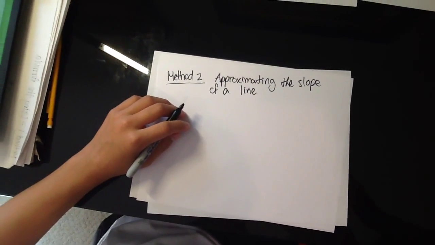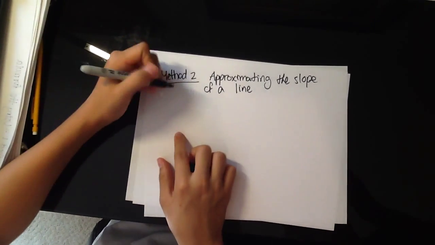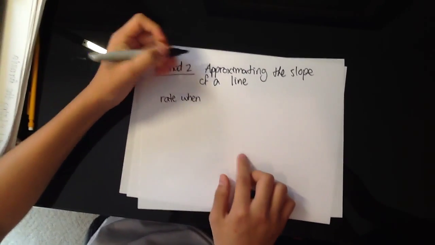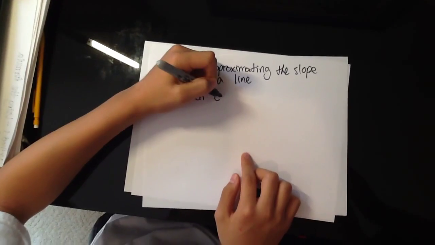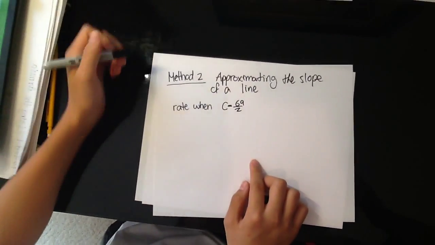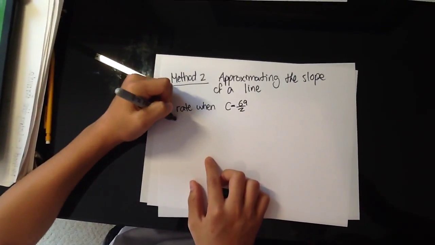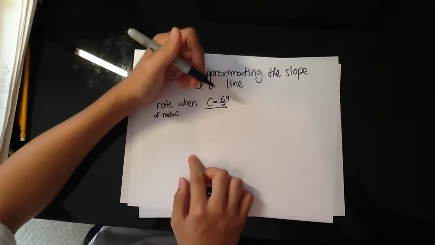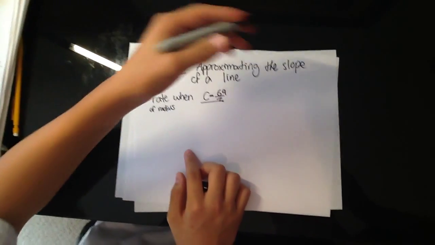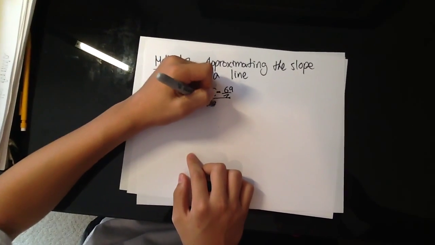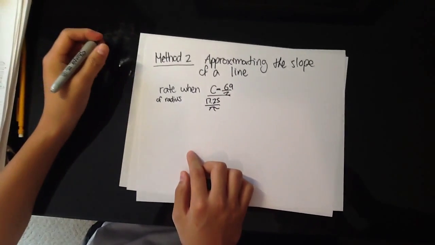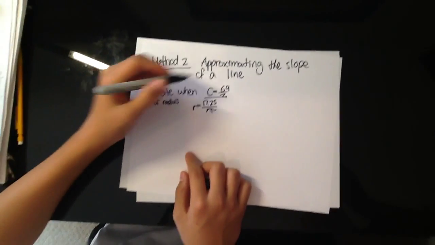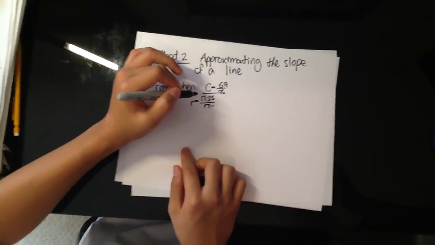Alright, so we know that we're trying to find the rate when the circumference equals 69 over 2. But we're trying to find the rate of the radius, so the circumference really has no use to us. So we're going to convert that to the radius, which we already did in the previous method, giving us 17.25 over pi as the radius. So we want the rate that the radius is changing when it equals 17.25 over pi.